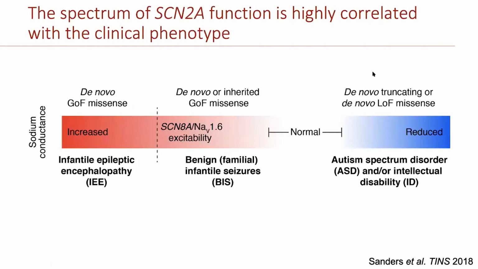Looking at the function of SCN2A, which is a voltage-gated sodium channel, we can find that there's a nice clear explanation for these different phenotypes. If you have a gain-of-function mutation, which is severe, that leads to infantile epileptic encephalopathy. A mild gain of function leads to benign infantile seizures, and then a loss of function leads to autism and/or intellectual disability or developmental delay.